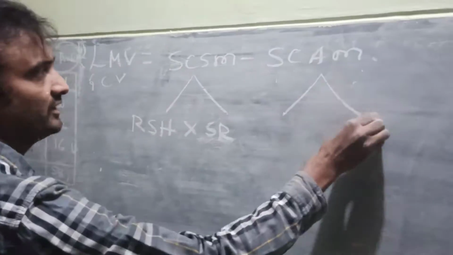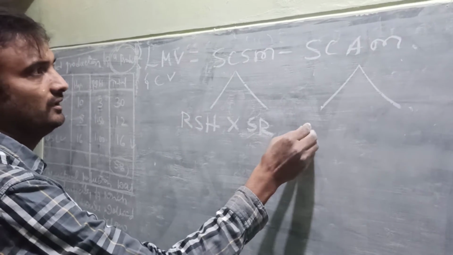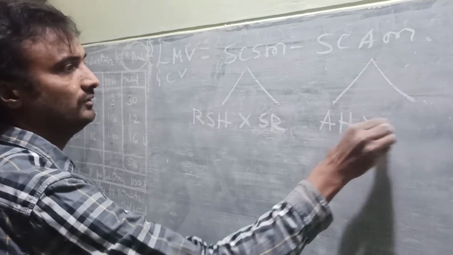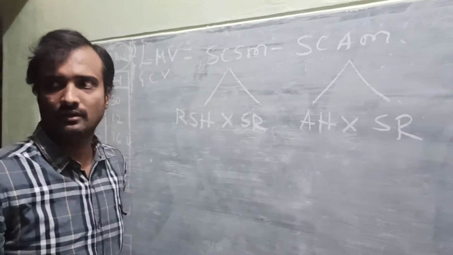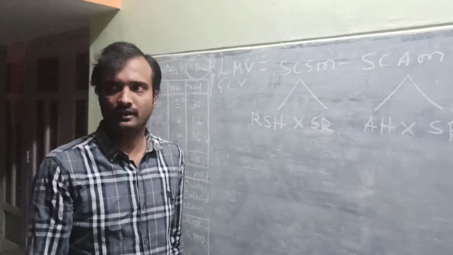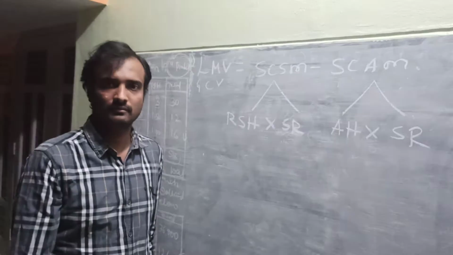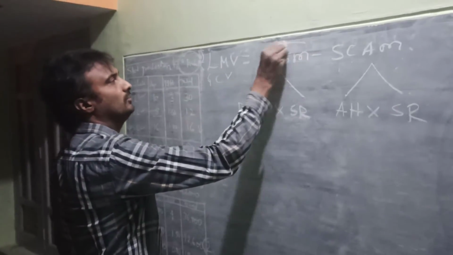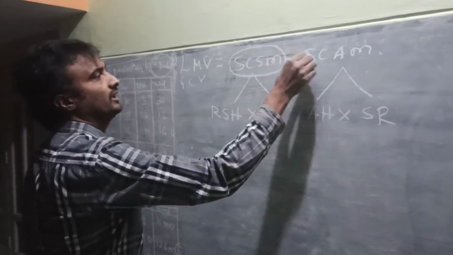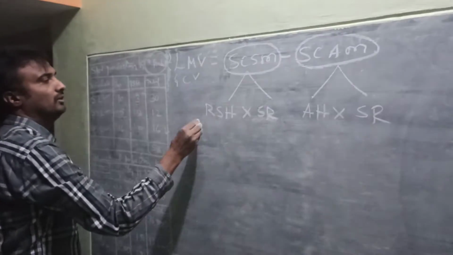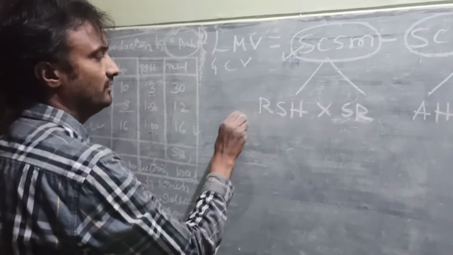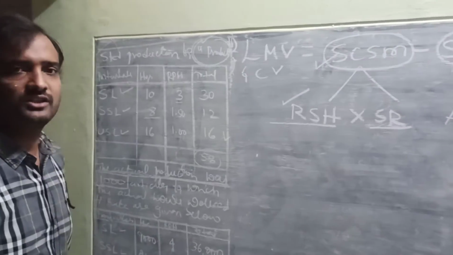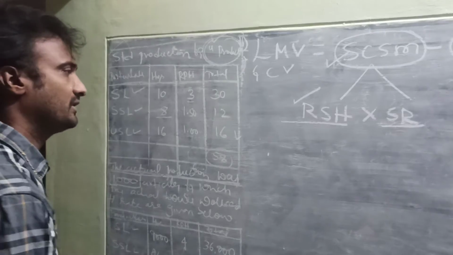Standard cost of actual mix can be calculated using actual hours into standard rate. So first we should find out the first component, that is standard cost of standard mix minus standard cost of actual mix. So how to find out standard cost of standard mix? That is revised standard hours into standard rate. First, how to find out revised standard hours? Revised standard hours can be calculated.